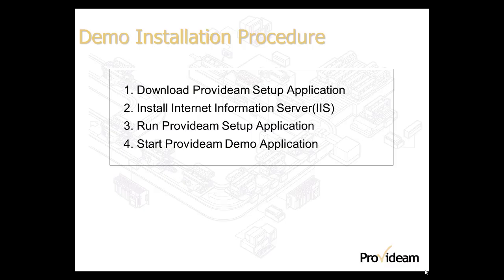In this video we're going to demonstrate the Provideam installation procedure. We're going to take it in 4 steps. 1, we're going to download the Provideam application from the Provideam website. We're going to install the Microsoft Internet Information Server, which will host our web pages. We're going to run the Provideam setup application, and then we're going to run the Provideam demo application, which will provide us with simulated data with which we can demonstrate the features of the Provideam application.